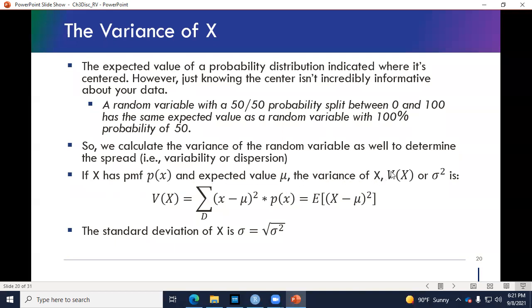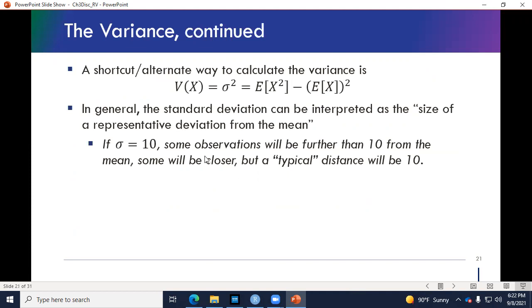And if X, capital X, a random variable, has a PMF p_X and expected value mu, then the variance of this random variable, we write it V(X) or sometimes Var(X), or sigma squared, is like this. This is the formal mathematical definition for a variance. It captures the variability and dispersion of your data. And the standard deviation of X is this small sigma, which is the square root of your variance. You will see why this captures the variability and dispersion. This is a different way of writing the variance or calculating your variance.